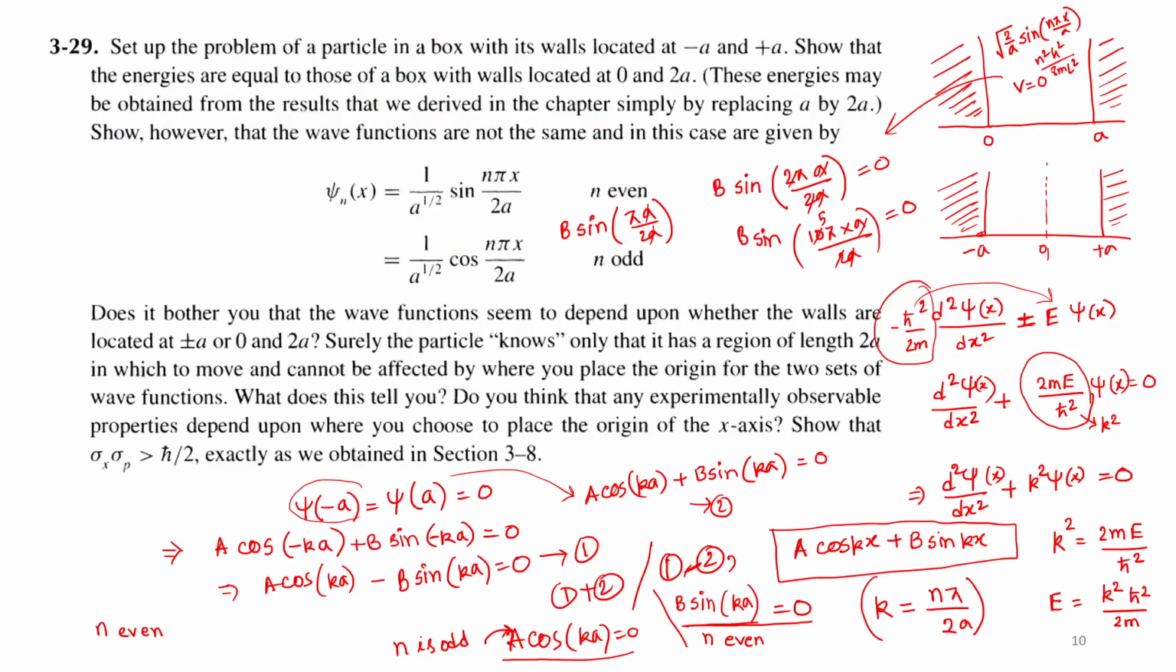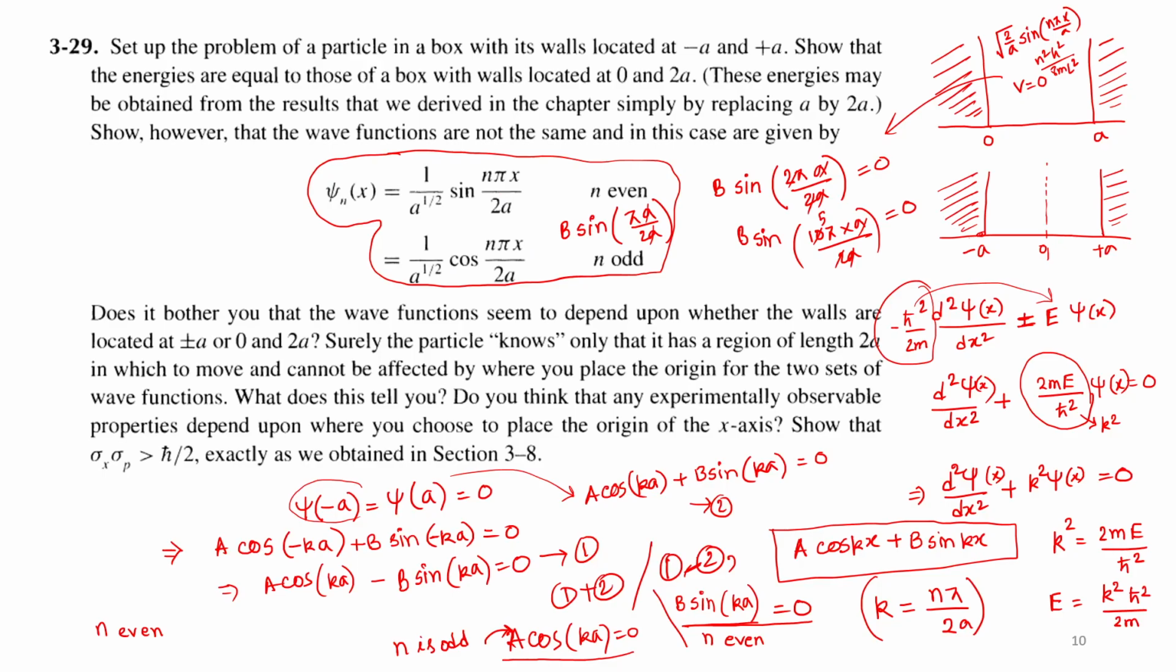So that is what they are also saying, that the wave function for this case, when it is from minus a to a, you are going to get psi n as both of these. See, when n is even, you are going to get a sine function, and when n is odd, you are going to get a cos function. So we are on the right path.